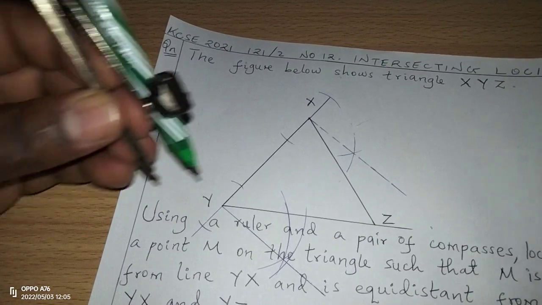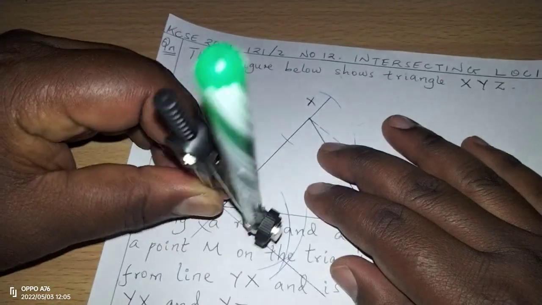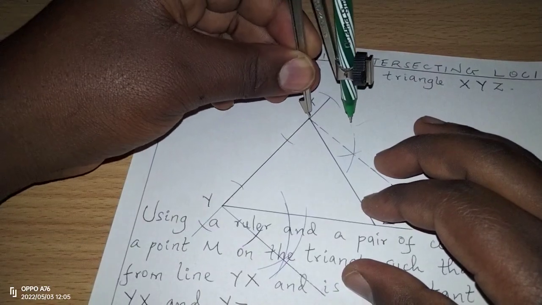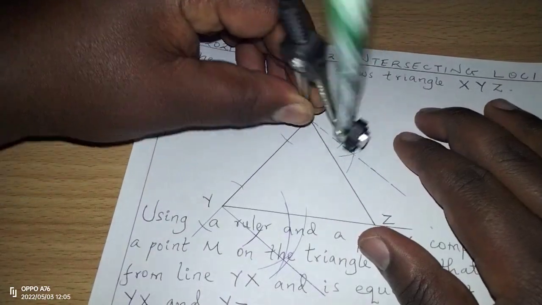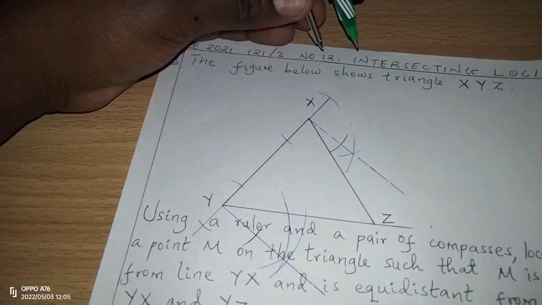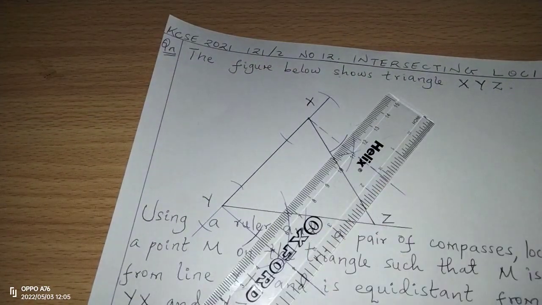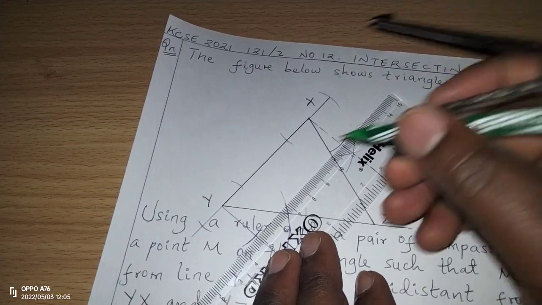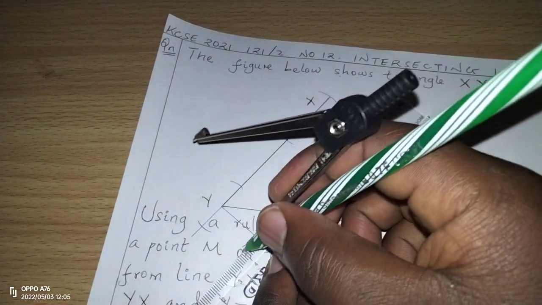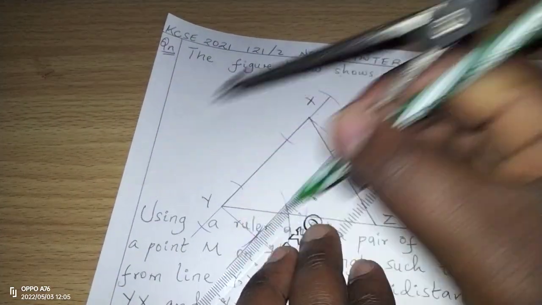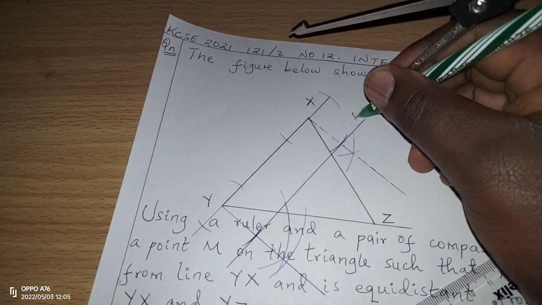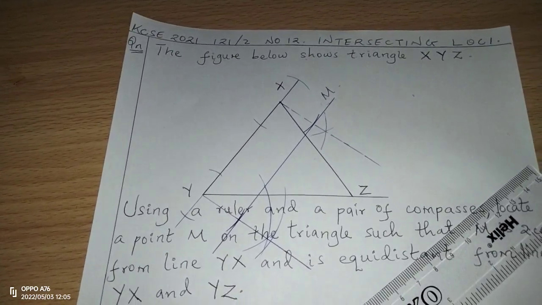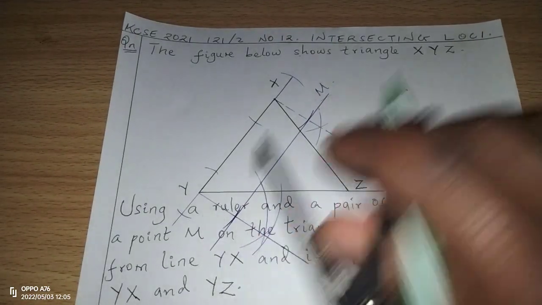and we stand at Y, we can mark on that perpendicular line. Standing at X, we mark again the perpendicular, such that now when we join the two marks, we will get a line which is perpendicular to YX. So the line at those marks will be parallel to YX. So this is a line which can give us the locus of M. So that is the locus of all the points which are 2 centimeters away from YX.